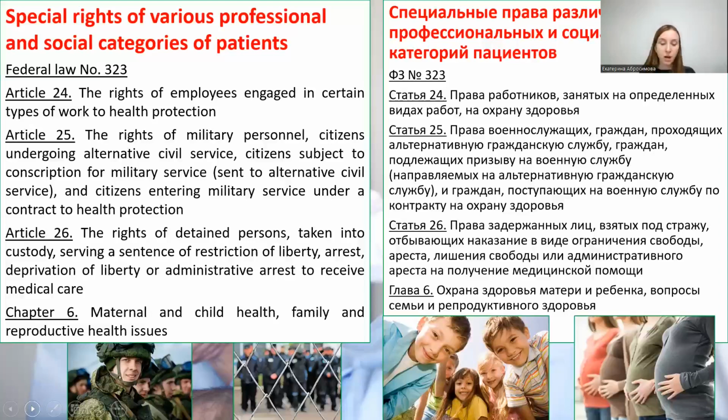diseases in offspring. Article 52 is called Rights of Pregnant Women and Mothers in the Field of Health Protection. According to this article, maternity in the Russian Federation is protected and encouraged by the state, and every woman during pregnancy, during childbirth, and after childbirth is provided with medical care.